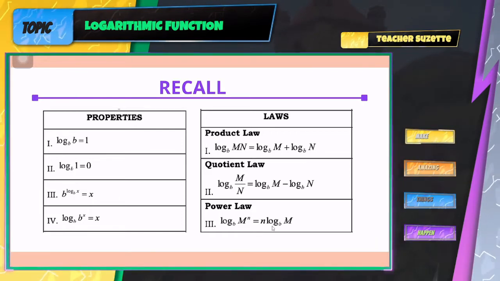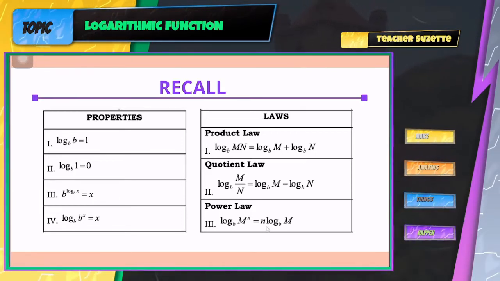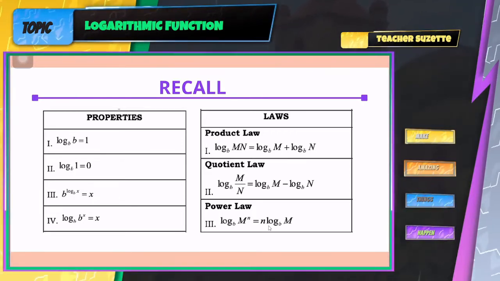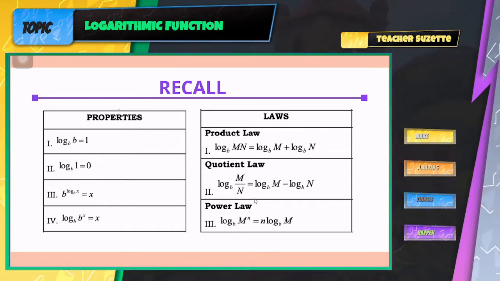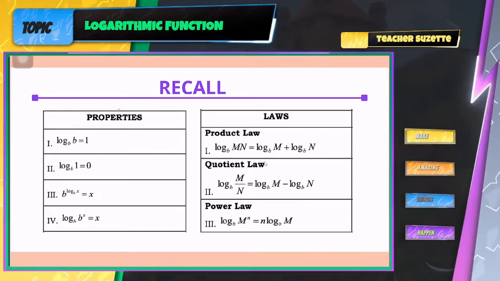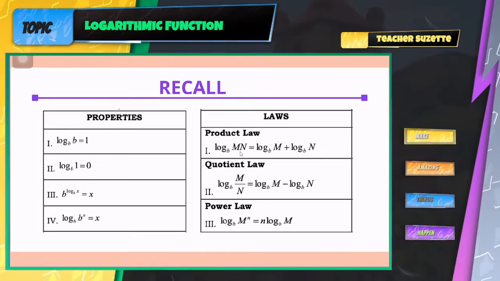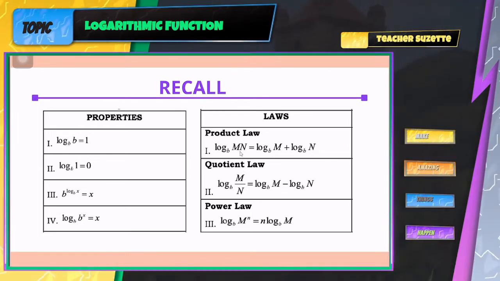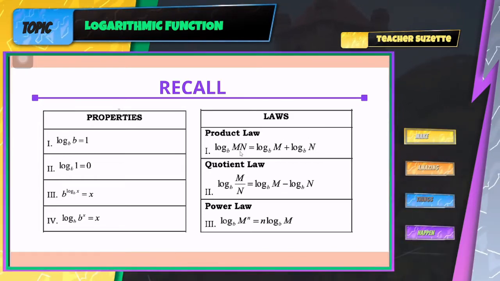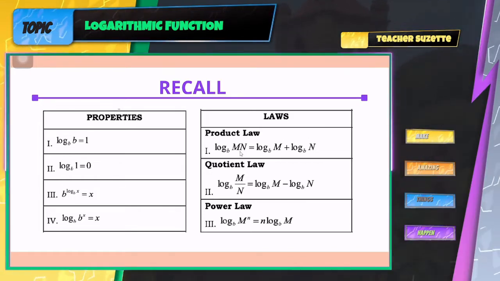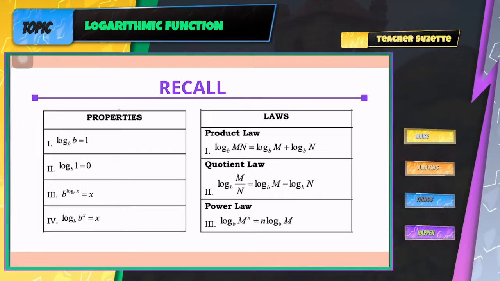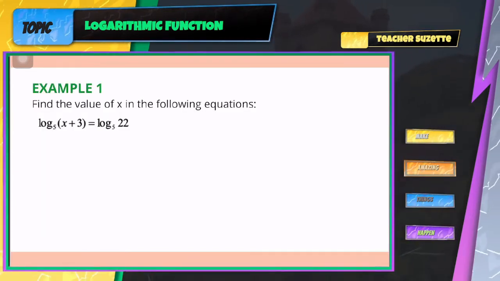So, this is an equation, so pwede po siyang vice versa. Ito, pwede mong i-transform in this one, and then the expanded form can be condensed. Pwedeng ganon. So, do not forget these laws and properties because they will be useful as we solve different logarithmic equations. So let's have our example number 1.